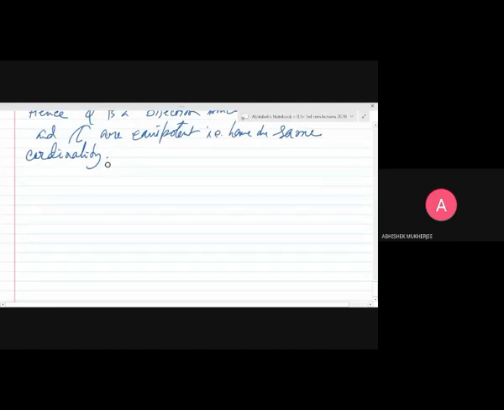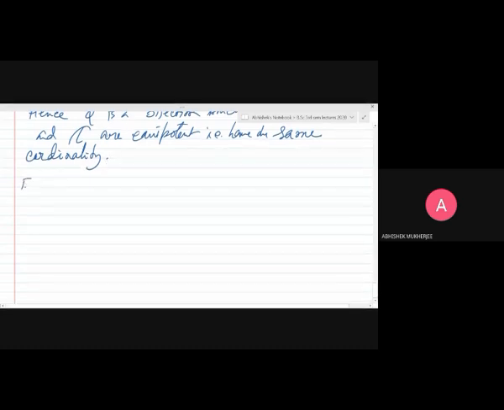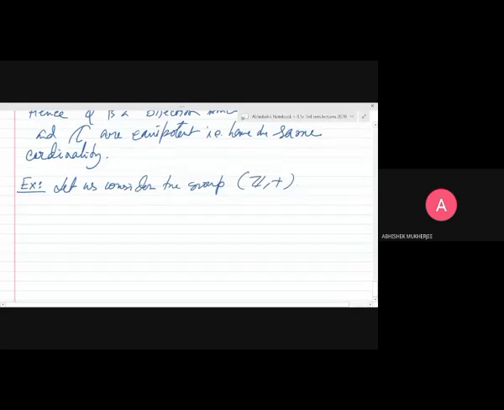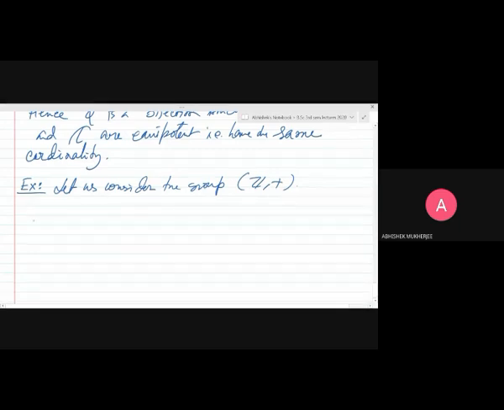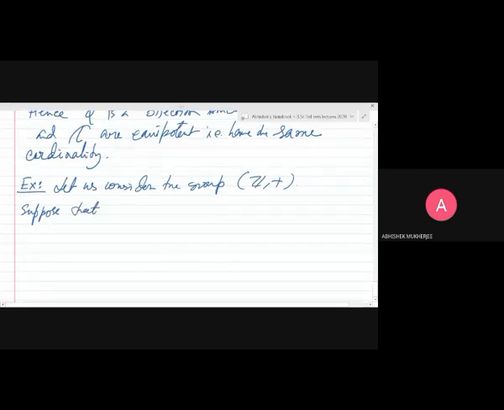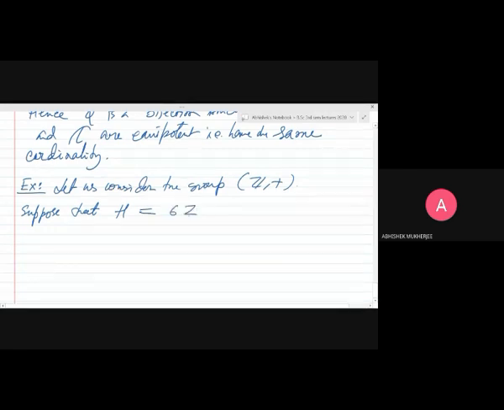So let us work out some examples. Let us consider the group Z under addition, and suppose that H, the subgroup, will be, just take some particular case, 6Z. Okay, fine.